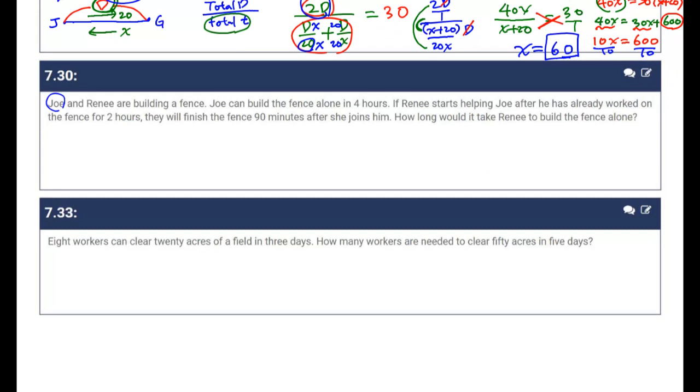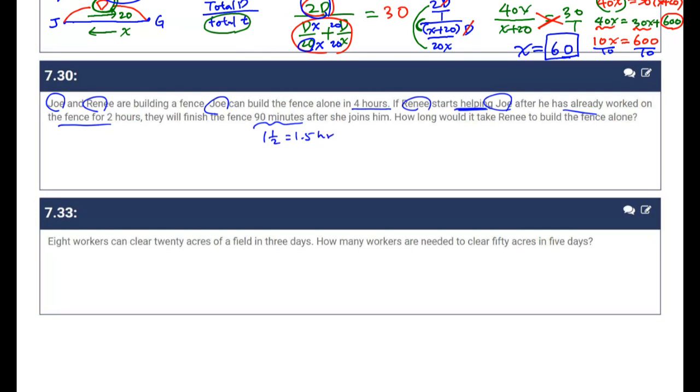Joe and Renee are building a fence. Joe can build a fence alone in 4 hours. So it takes 4 hours for Joe to work alone. If Renee starts helping Joe, so working together, after he has already worked on the fence for 2 hours, they will finish the fence in 90 minutes. Well, isn't 90 minutes 1.5 hours, which is something as 1.5 hours, right?